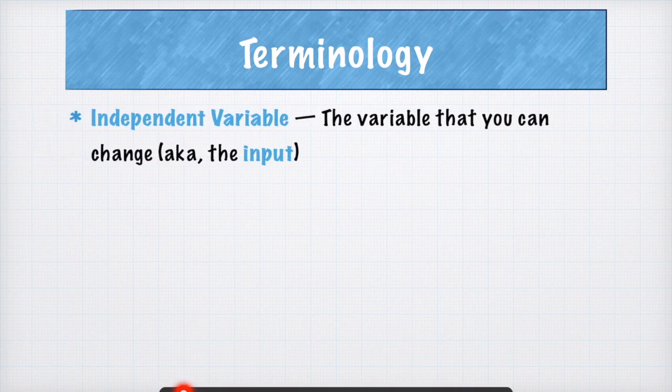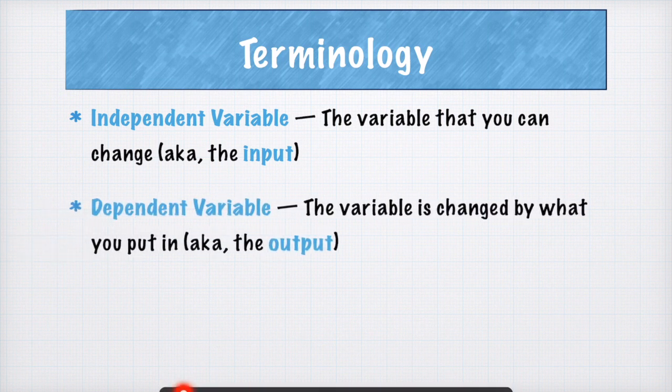You might hear about these a lot in science as well. We have our independent variable. So this is the variable that you can change. It is independent of anything else. It doesn't care what you do to anything else in the equation. It's just going to be happy the fact that it exists. The dependent variable is the variable that is changed by what you put in. It cares very much as to what you're putting into the equation. The independent variable, plug in whatever you want. It's the input. Our dependent variable depends on what you plug in.